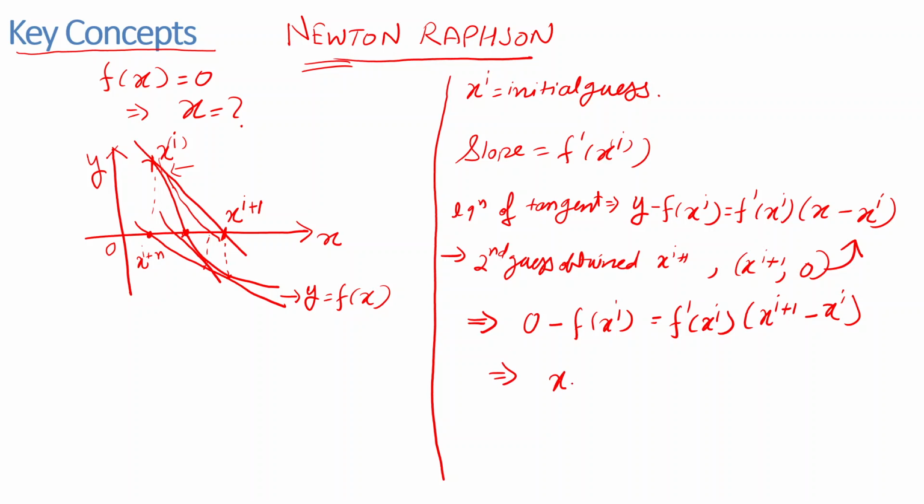So our main task was to find xi plus 1. We can rearrange this equation and get this final form, that is xi minus f of xi upon f dash of xi. Okay, so this is my final form of the equation, which can be used to find the root of the equation.